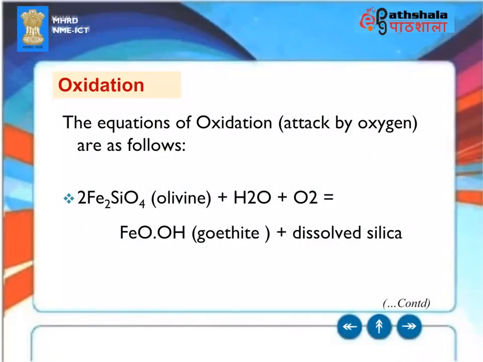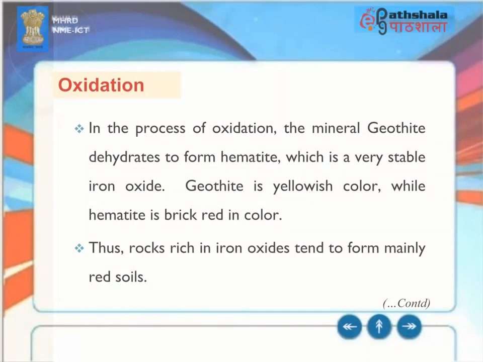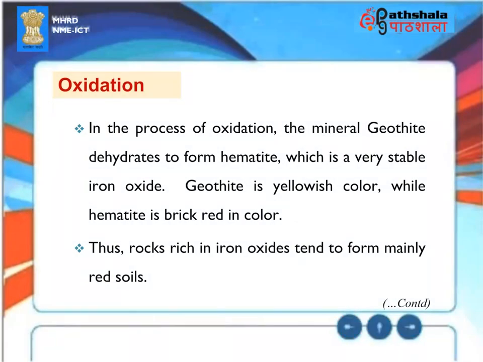The equations of oxidation or attack by oxygen are as follows. 2Fe2SiO4 (olivine) + H2O + O2 = FeO.OH (goethite) + dissolved silica. In the process of oxidation, the mineral goethite dehydrates to form hematite, which is a very stable iron oxide. Goethite is yellowish in color, while hematite is brick red in color. Thus, rocks rich in iron oxides tend to form mainly red soils.